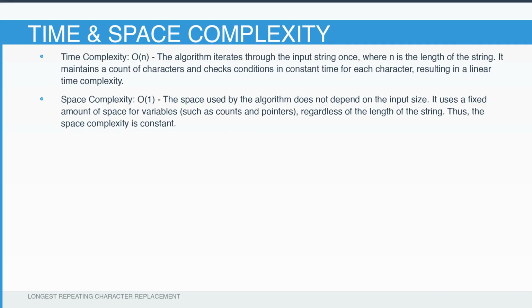Now let's talk about space complexity, which is O(1). This is a bit different. Imagine you're packing for a trip and you only need a small suitcase, no matter how long your trip is. The algorithm uses a fixed amount of space for variables, like counts and pointers, that doesn't change with the size of the input string. This means that no matter how long the string is, the space it requires remains constant, which is quite efficient. Understanding these complexities helps us appreciate how algorithms can be both time efficient and space efficient.